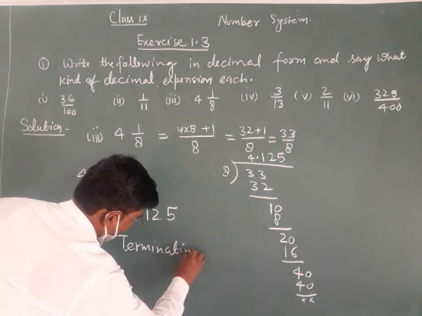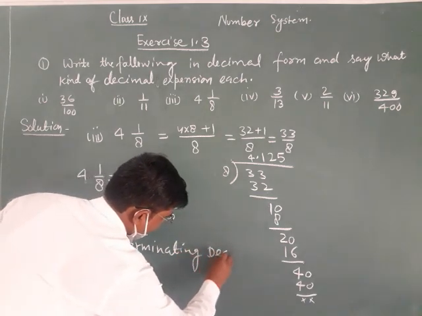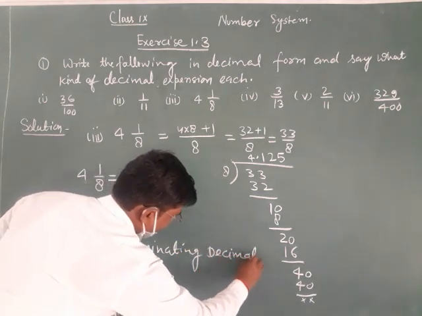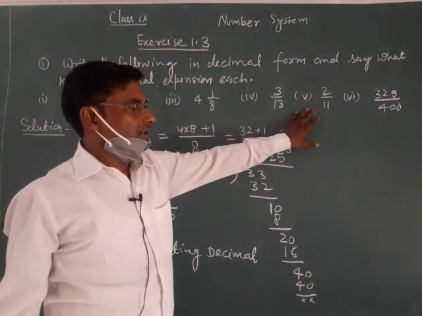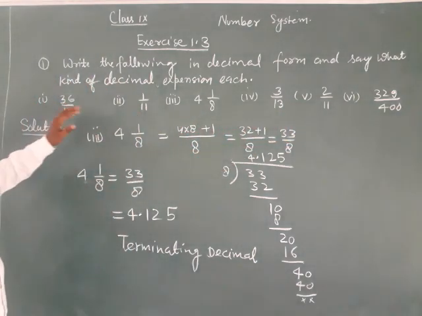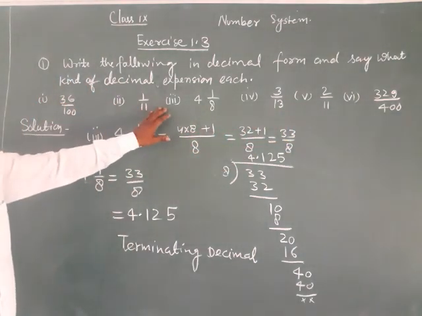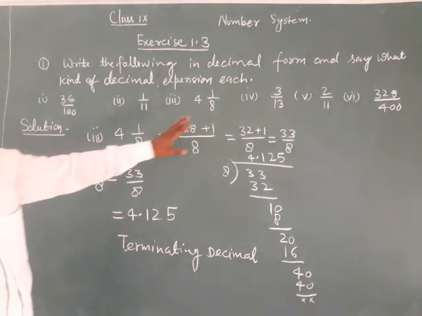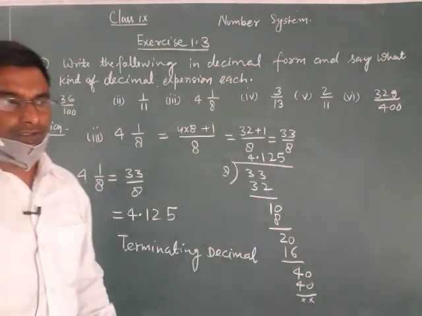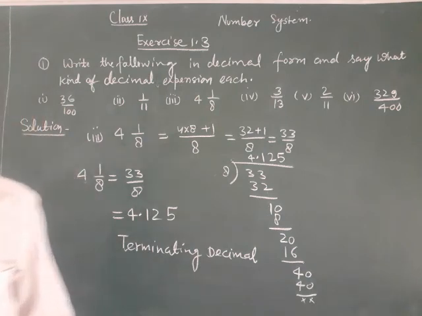Terminating decimal. And the remaining part you can solve with the help of 1, 2, 3. So do it yourself, you can solve the remaining part. That's all.